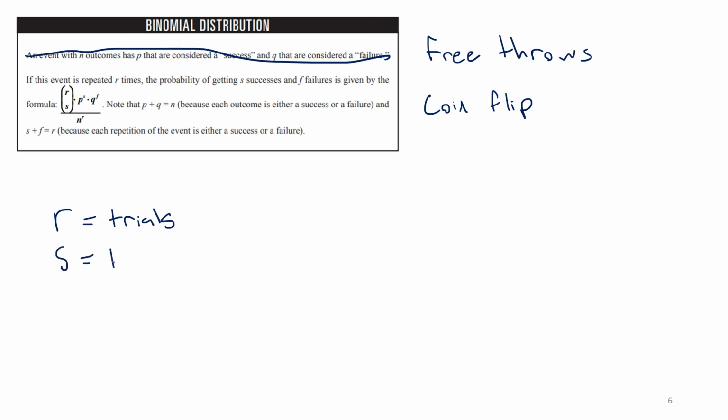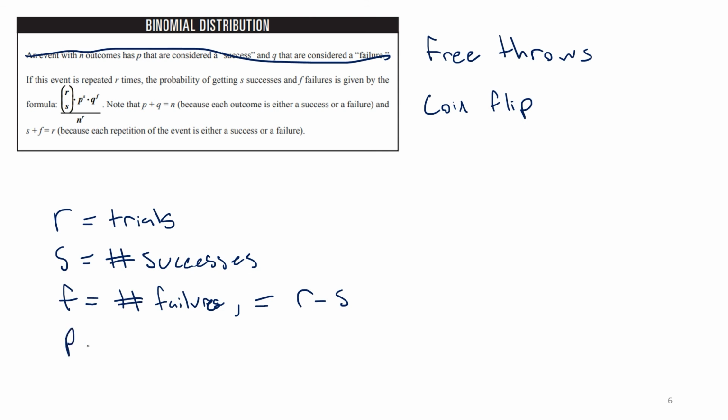S is the number of successes you want. So, I think this is how you spell successes. Don't check. S is the number of successes that you want. F is the number of failures that you want, which is equal to R minus S. It's the remaining trials. P is the probability of success. Remember, that's how we denote probability of something happening. And Q is the probability of a failure.